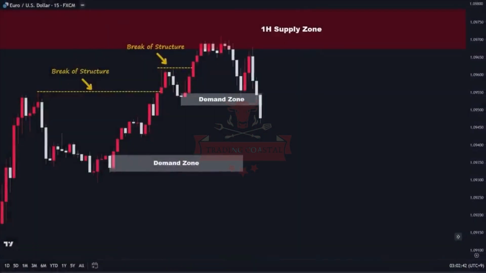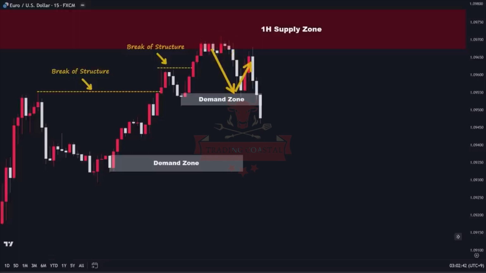So here we have the euro-dollar 15-minute time frame displayed on the chart. As you can see, the price mitigated the 1-hour time frame supply zone, reversed its direction, and moved downward. It reached the most recent demand zone and exhibited a small upward reaction with 2 red candles.